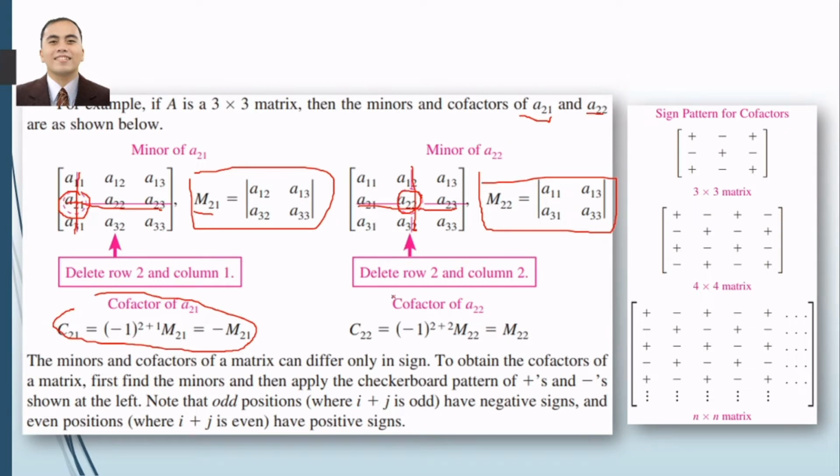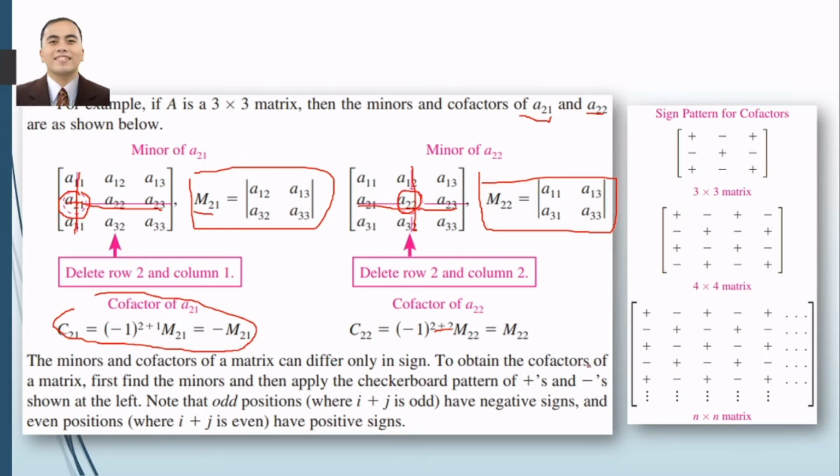Now let's have the cofactor of A sub 22. So we have C sub 22 is equal to the quantity of negative 1 raised to 2 plus 2 times M sub 22. Since negative 1 is raised to an even number, which is 4, it would be positive. Therefore, that would be equal to M sub 22. So the minors and cofactors of the matrix can differ only in sign.